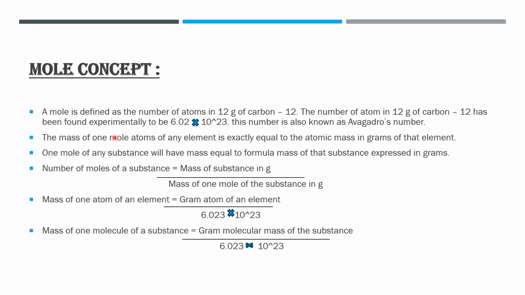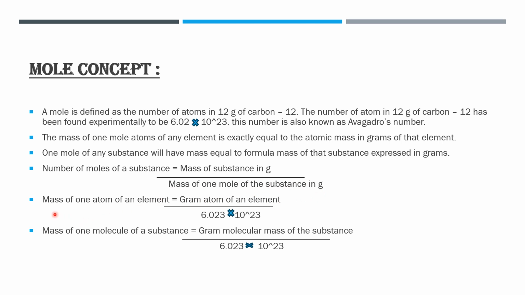So 1 mole of any substance will have its own mass, and that is equal to the formula mass, the formula unit, of the substance expressed in grams. The number of moles of a substance is equal to what? So how do we calculate the number of moles of a substance? That is the mass of the substance in grams divided by the mass of 1 mole of the substance in grams.